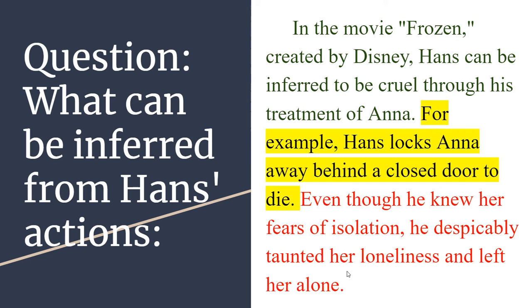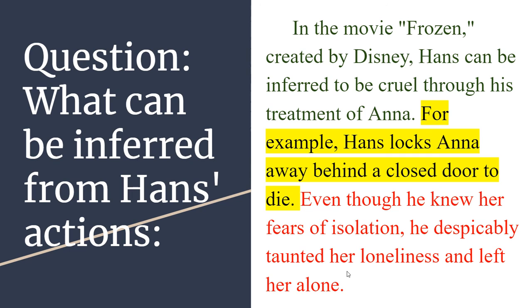Then we have our analysis, which is our explanation of that. That's what we color red. Even though he knew her fears of isolation, he despicably taunted her loneliness and left her alone. So remember that the analysis sentence is where we're going to put in our own thoughts and our own conclusions and why we believe that evidence shows our topic sentence. That's where we're going to put those nifty little adjectives like despicably, where we really show our feelings about the characters. We do that in our analysis sentences, not in the evidence and not really in the topic sentence usually. We're going to be putting a lot of those adjectives there.